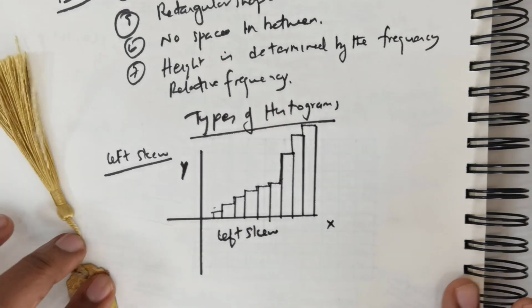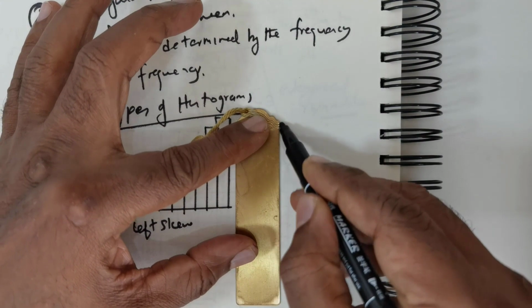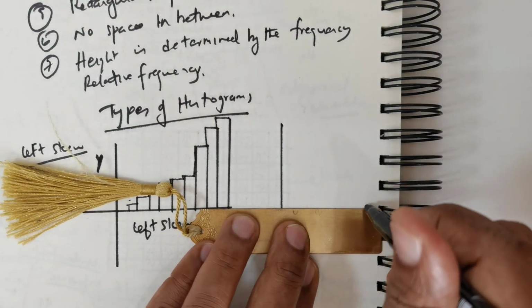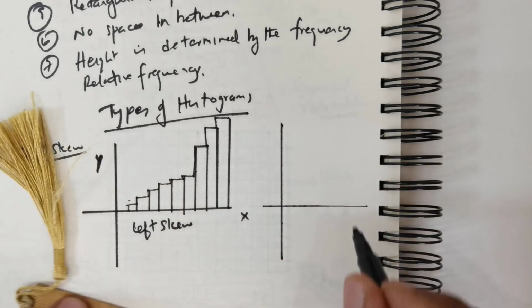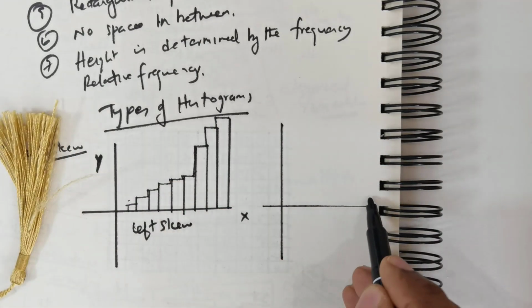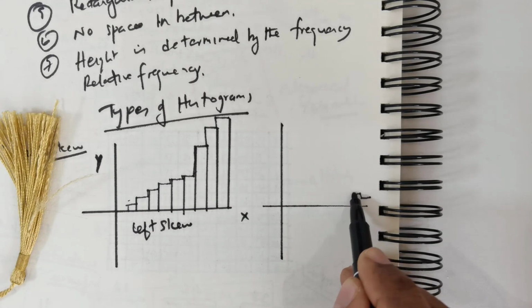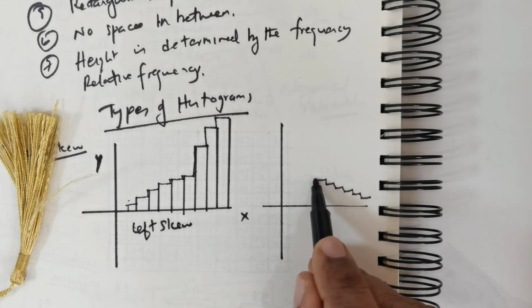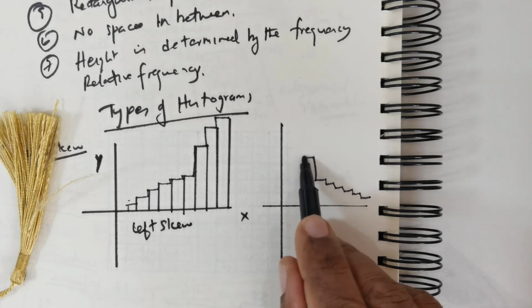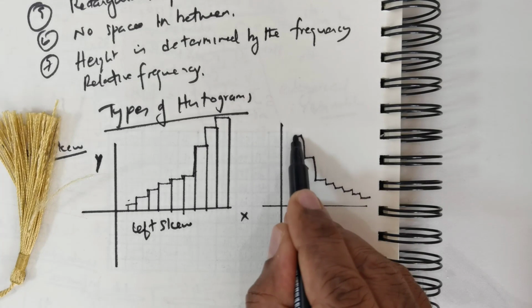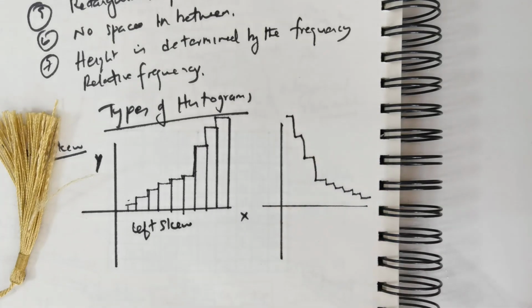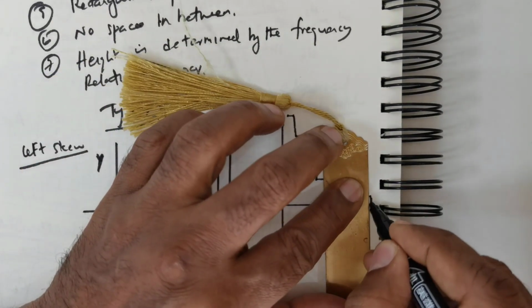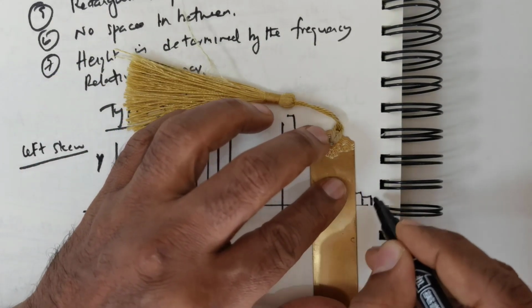So now comes the right skew. So let me draw the axis, the right skew axis. I know the space is very limited to draw the right skew, but it's okay. So that data would be like this. Suddenly there will be a jump, another big jump, and another big jump. So this will be the right skew. See, the tail is on the right-hand side.